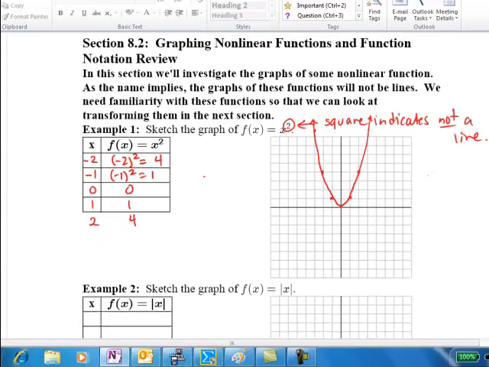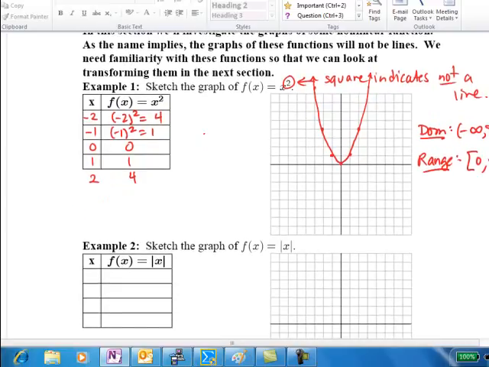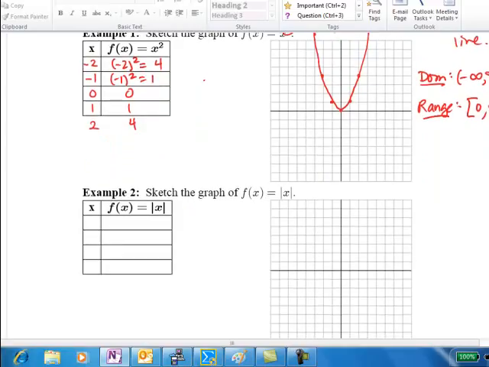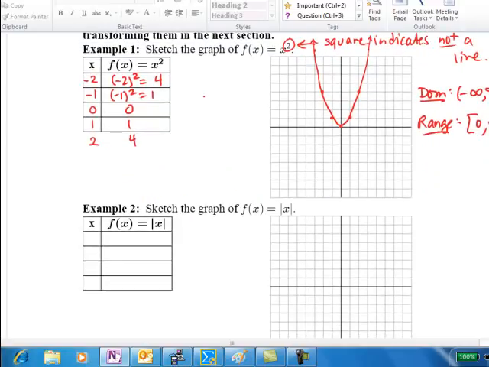Just for good measure, let's talk about the domain and range. The domain for that graph, notice that it would keep going left and keep going right, so -infinity to infinity. And the range, it doesn't go below 0 for the y values, but it does hit 0, so we would do 0 to infinity with 0 included. So that's one of the graphs with which we should be familiar once this section is done. Parabola graph, x squared.